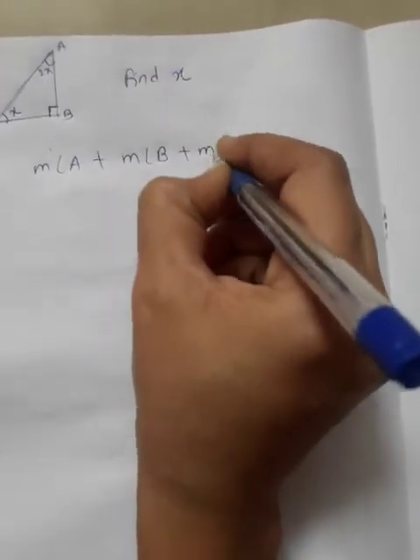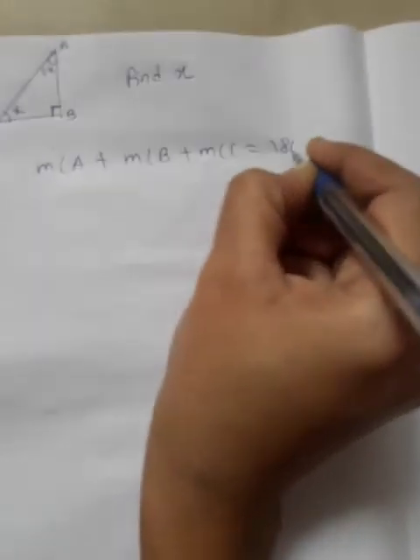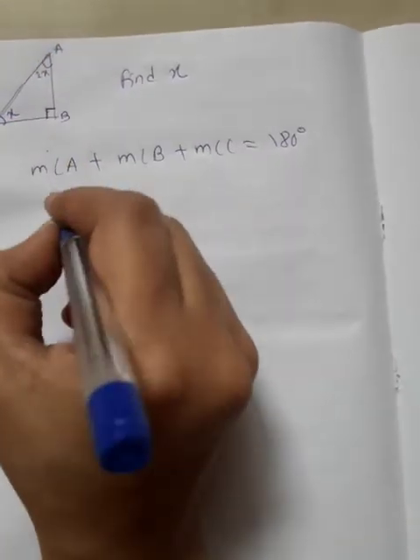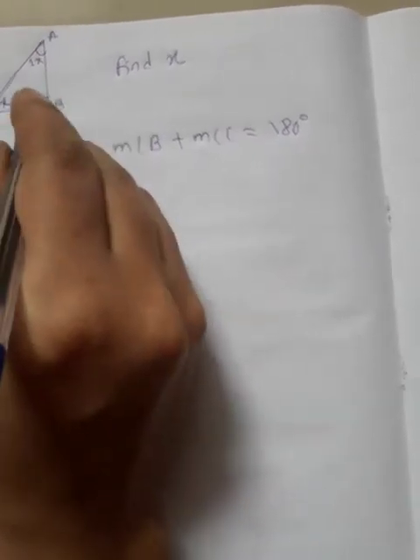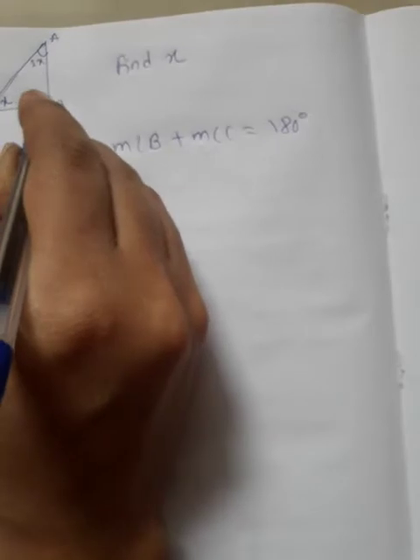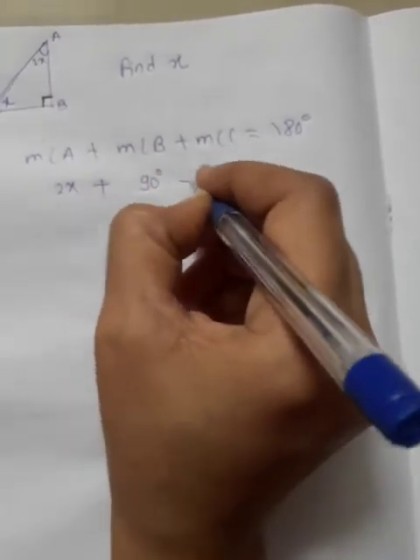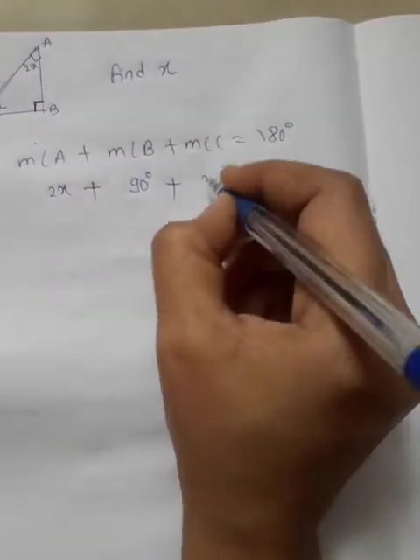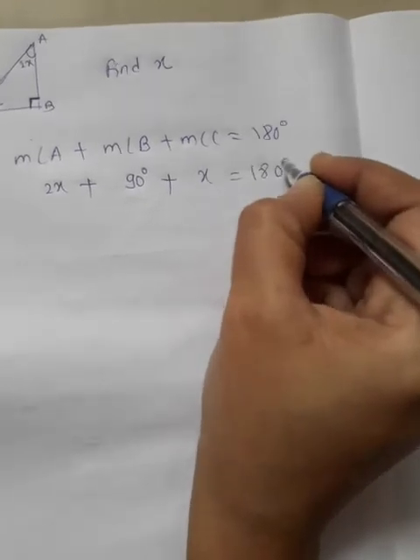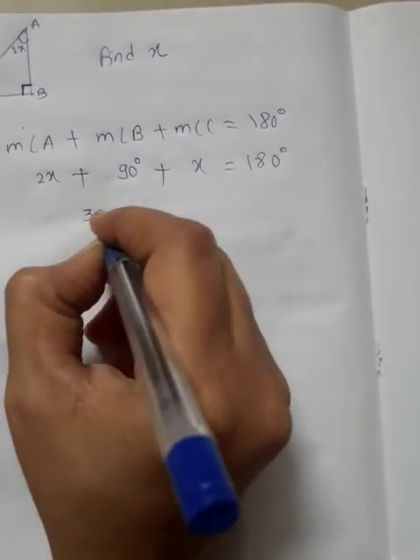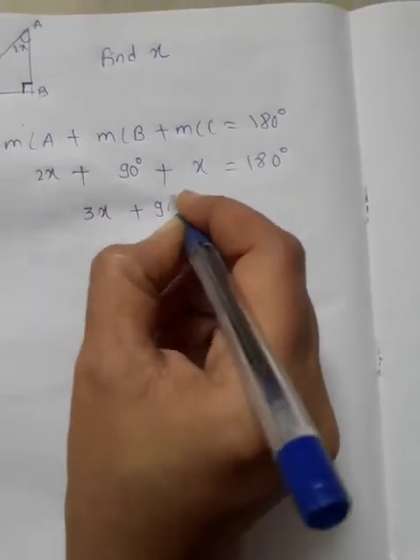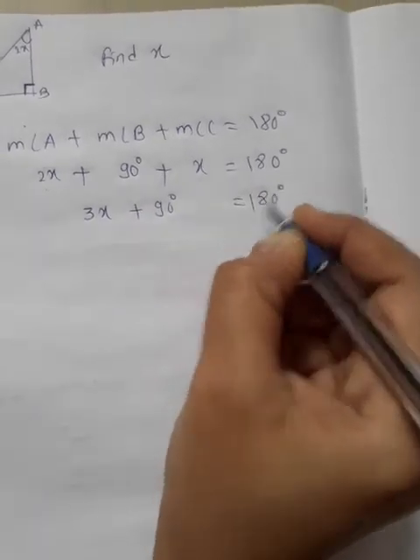So here the measure of angle A plus the measure of angle B plus the measure of angle C is equal to 180 degrees. The measure of angle A is 2x. What is the measure of angle B? As it is a right angle, we know the measure of a right angle is 90 degrees, and the measure of angle C is x, so it is equal to 180. 2x plus x gives you 3x plus 90 degrees is equal to 180 degrees.